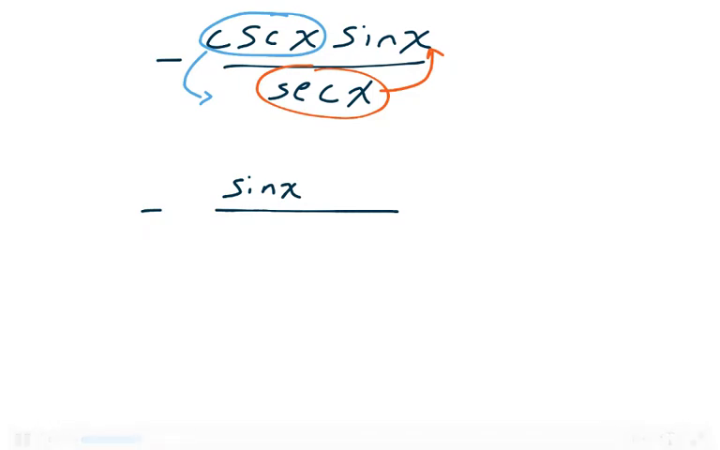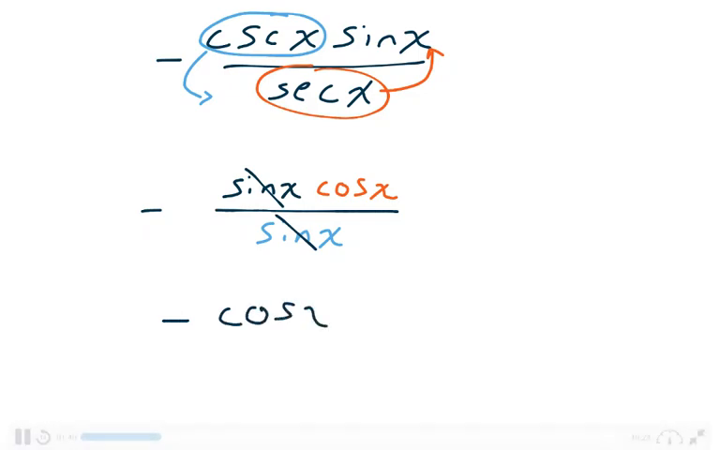Now, this red secant is going to flip up and change to a cosine. So that's nice. And then that blue cosecant is going to flip down and turn into a sine. So now I have everything looking like sines and cosines. And often when that happens, you're able to cause things to cancel, to simplify, and that's exactly what happens here. We're actually still left with the negative sign. Nothing really happened with that. And we're left with that red cosine for a final answer of negative cosine.